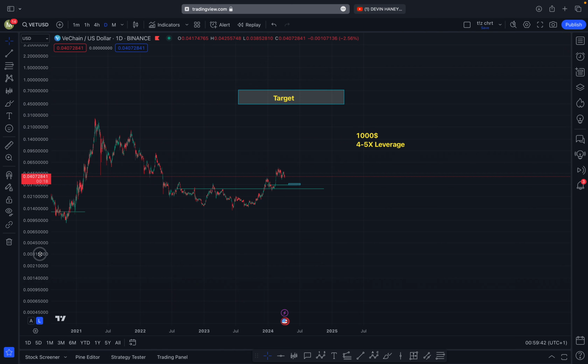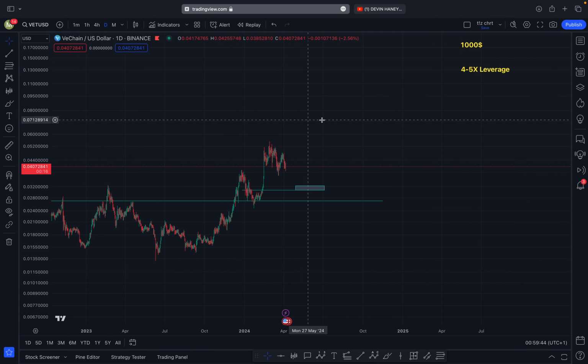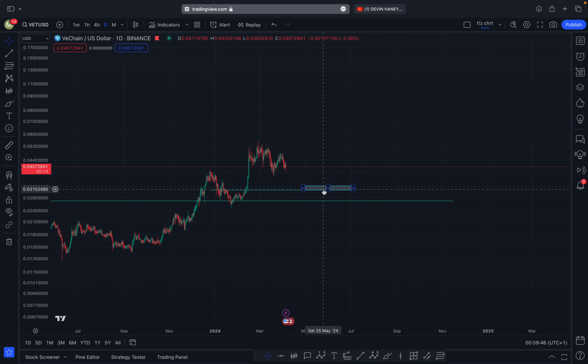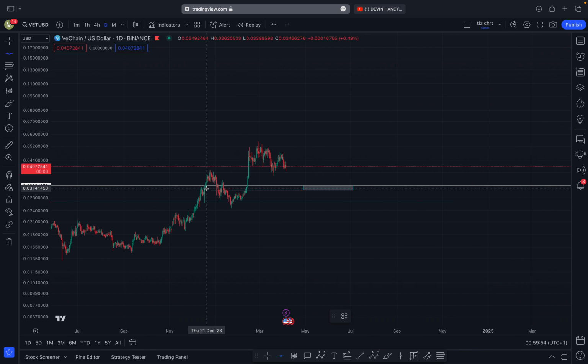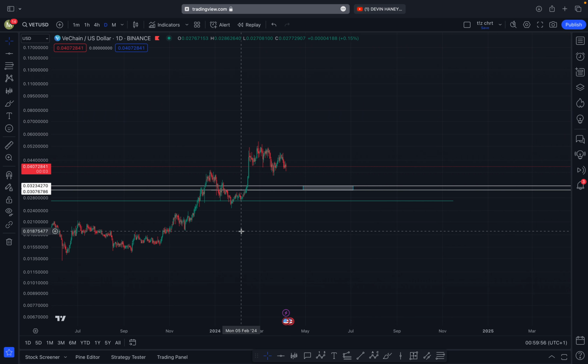And for this case here for Vechain, guys, it is actually 1k placed down here between 3.2. I'm gonna mark it exactly. It is gonna be here. That is the first point. That is the second point. Okay, this is the exact target area.